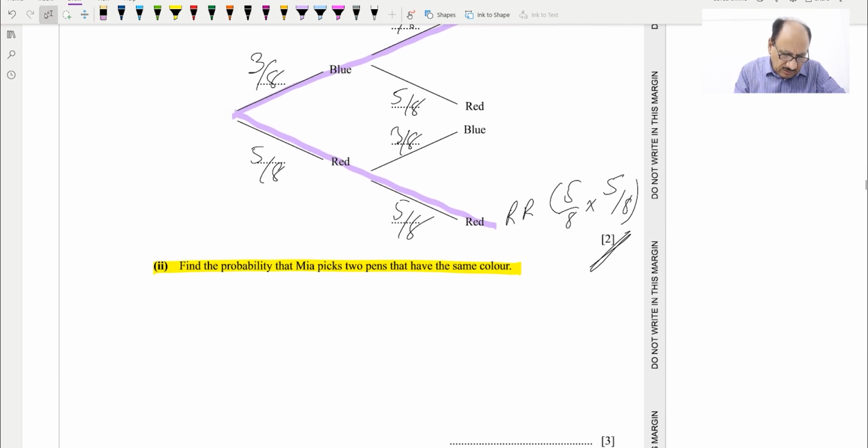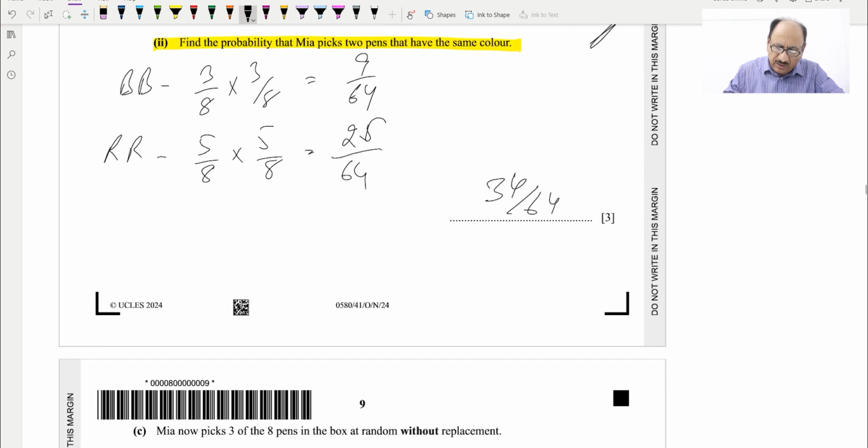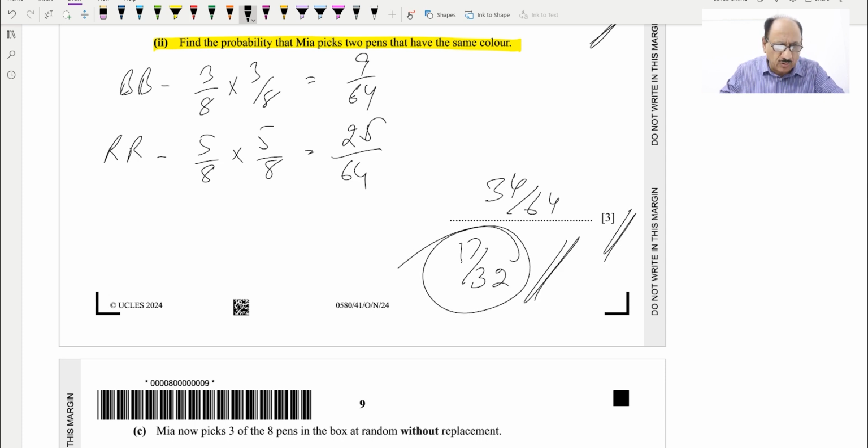So I'm writing here blue is 3 by 8 into 3 by 8, and red will be 5 by 8 into 5 by 8, and this one will be 9 by 64, and this will be 25 by 64, and when we add this, this will be 34 by 64, or you can write 17 by 32. This will be the simplified probability, and this is for 3 marks.